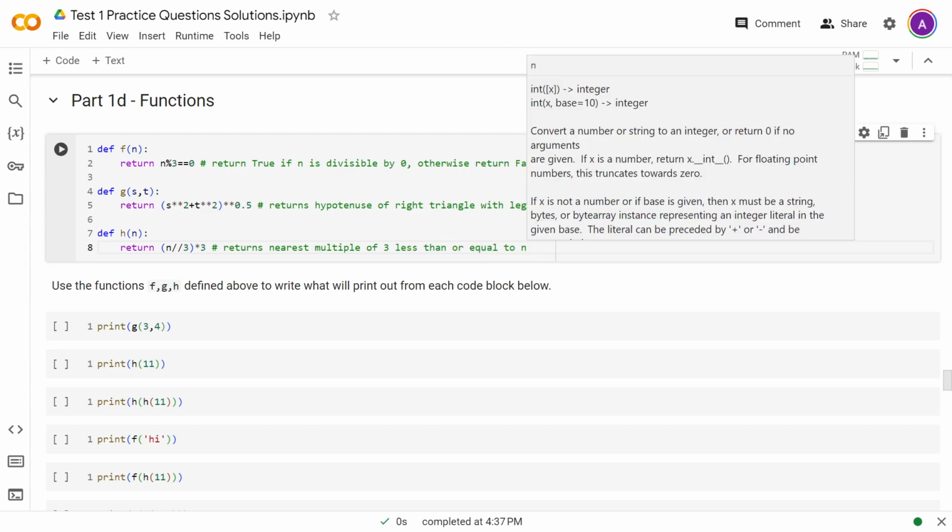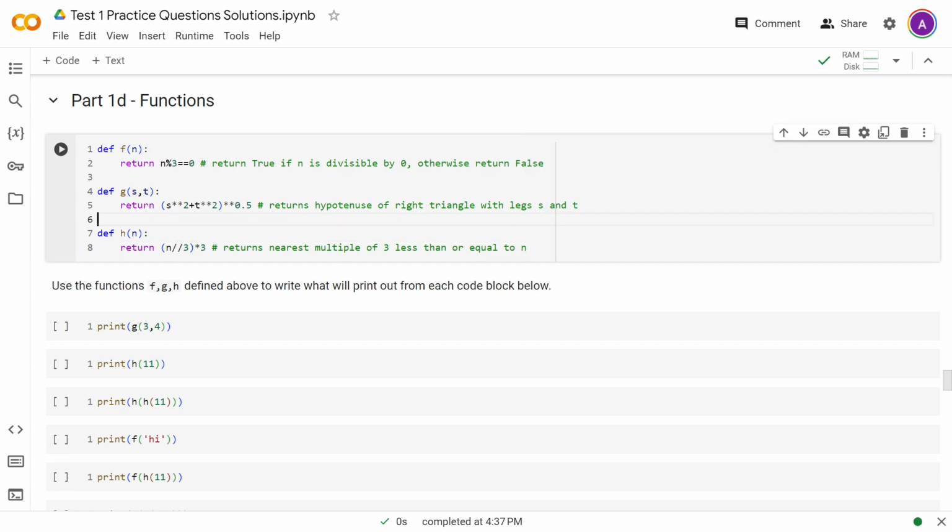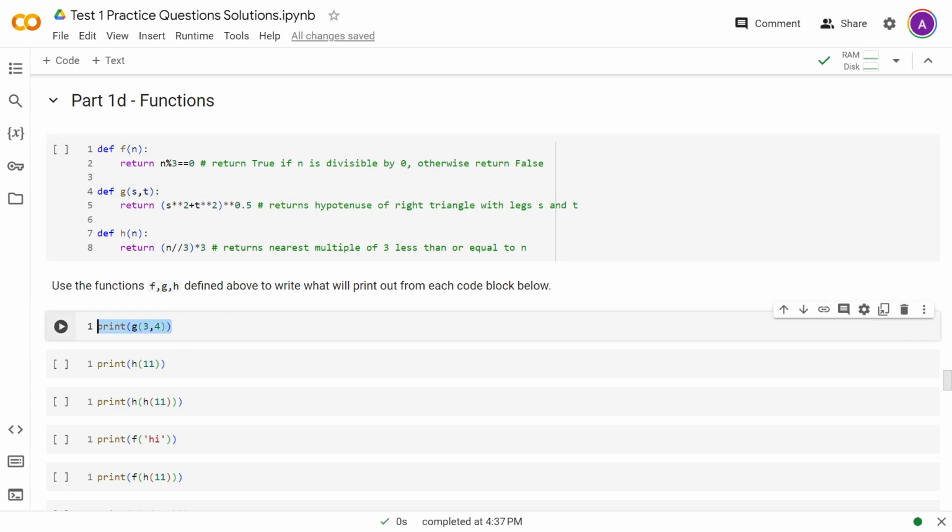Even if you weren't able to figure out what the purpose of these formulas was, you could still hopefully at least calculate them. All right, so now let's go through these questions here.